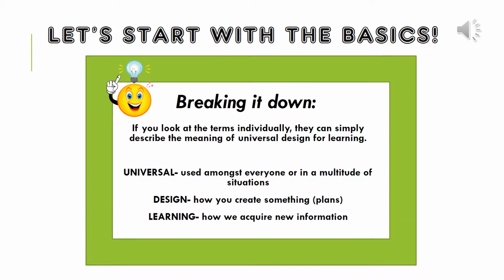Let's begin with the basics. If you have no prior knowledge of Universal Design for Learning, let's break it down. If you look at the terms individually, they can simply describe the meaning of Universal Design for Learning. Universal, used amongst everyone or in a multitude of situations. Design, how you create something, such as lesson plans. And learning, how we acquire new information. These three things put together make up the Universal Design for Learning model. We're going to continue to talk about that now.